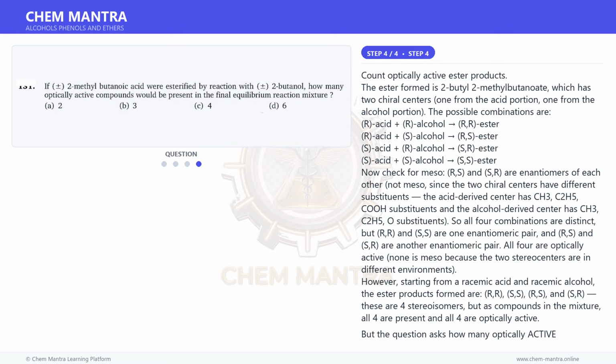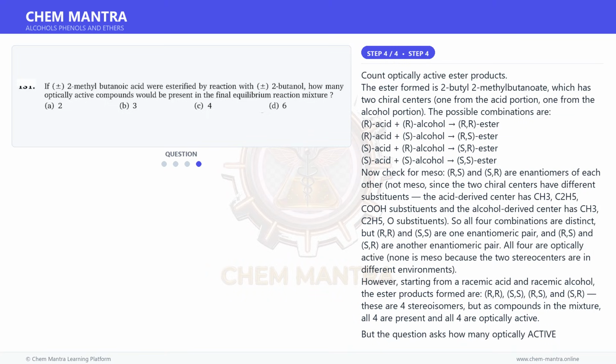That gives 2 optically active compounds from the alcohol. And for the final step, count optically active ester products. The ester formed is 2-butyl 2-methylbutanoate, which has 2 chiral centers, one from the acid portion, one from the alcohol portion. The possible combinations are R acid plus R alcohol, R,R ester. R acid plus S alcohol, R,S ester. S acid plus R alcohol, S,R ester. S acid plus S alcohol, S,S ester.